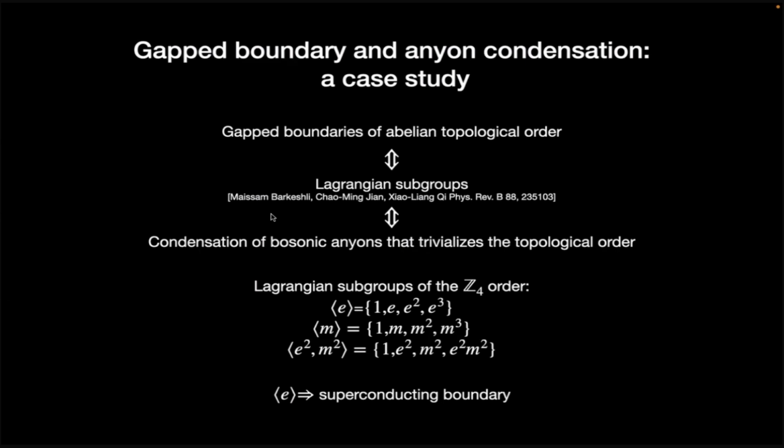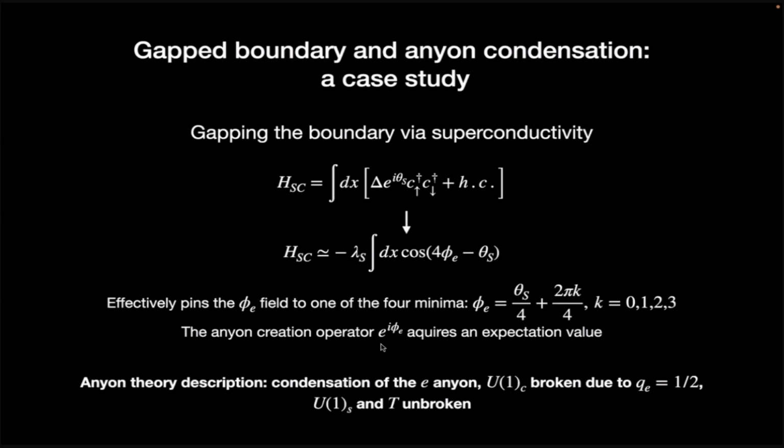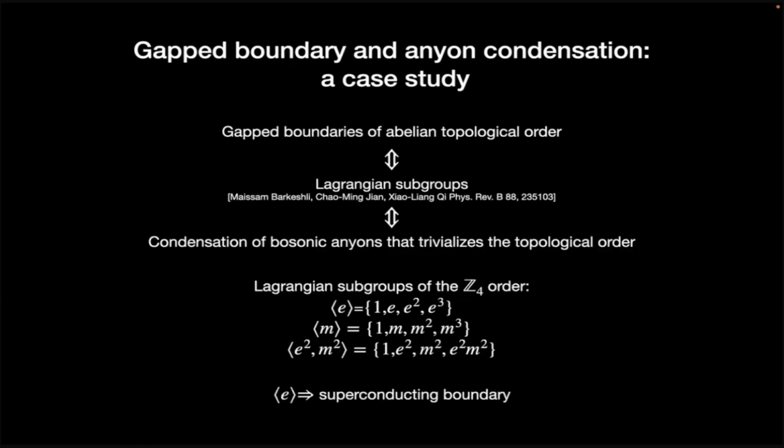For instance, for this previous example, the E anyon is condensed, and then the M anyon is confined because it has non-trivial braiding with the E anyon. So if we move the anyons from the bulk to the boundary, then the anyon is either condensed at the boundary or it's confined at the boundary. So no non-trivial anyons stay deconfined at the boundary. This is generally true. Any gapped boundary is described by a condensation of bosonic anyons that trivializes the topological order.